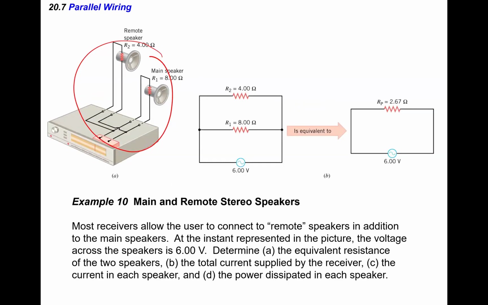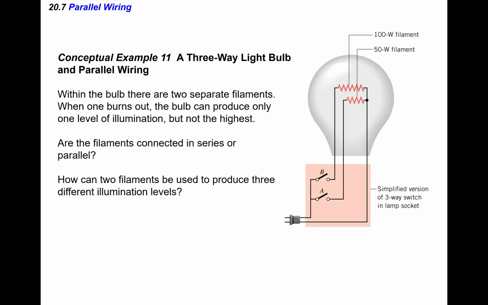When you watch the video, take some time to read this example. It shows you the explanation of this graph and this circuit. And then we have a three-way light bulb and parallel wiring. Within the bulb there are two separate filaments, so you have different brightness. When one burns out, the bulb can produce only one level of illumination, but not the highest.